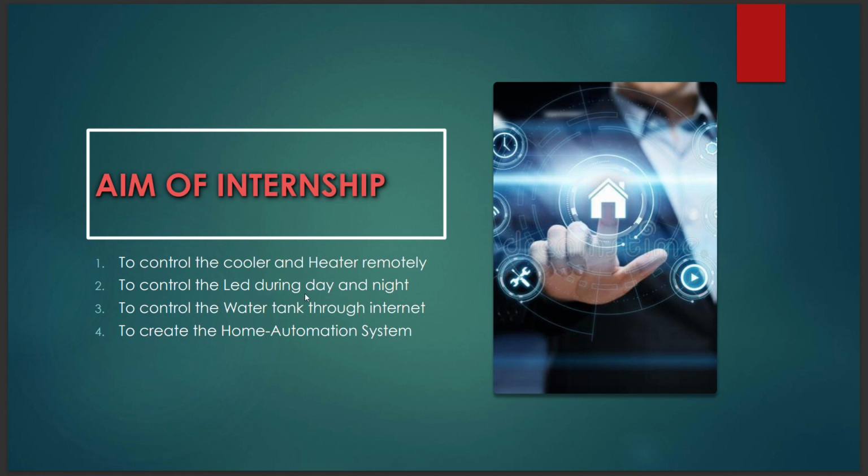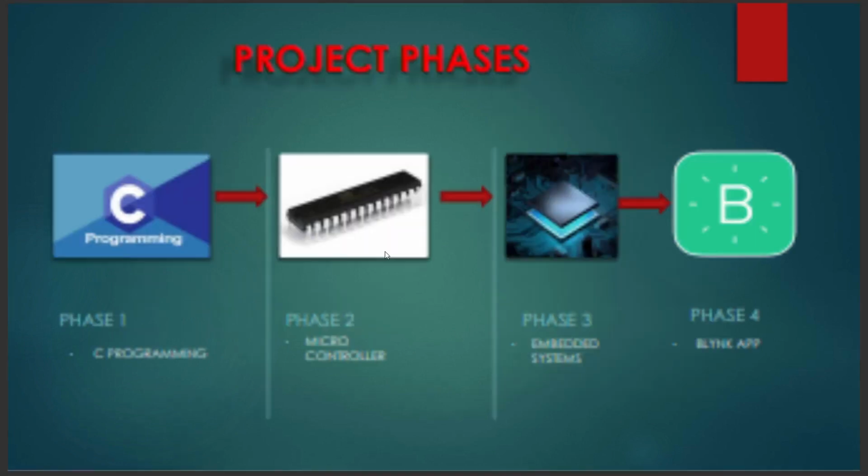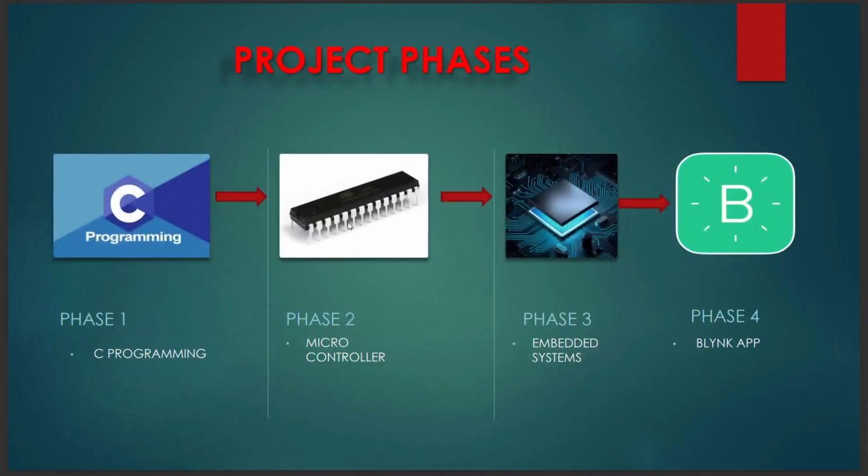So the aim of this project is to control the garden lights. We have to turn them off in the daytime and turn them on during night time, and also to control the water tank through the internet. So this is all about the aim of the internship. These are the 4 phases of the project.